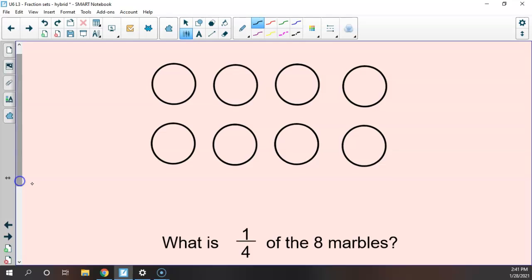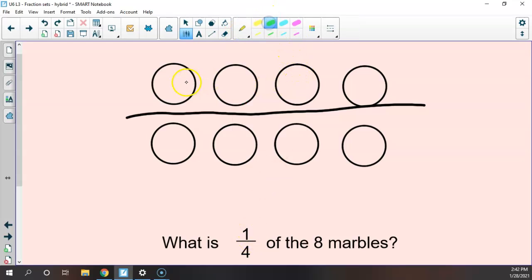Let's try it with this one. What is 1/4 of the 8 marbles? So I need to shade 1 out of every 4. And once again, I'm seeing 2 groups of 4. I have 1, 2, 3, 4, 1, 2, 3, 4. So I need to shade 1 of each of those. So I'm going to choose a different color this time. So there's that 1 out of that first group of 4. And there's 1 out of that second group of 4. So looking at that, I shaded 2 marbles. So 1/4 of 8 marbles would be 2 marbles.